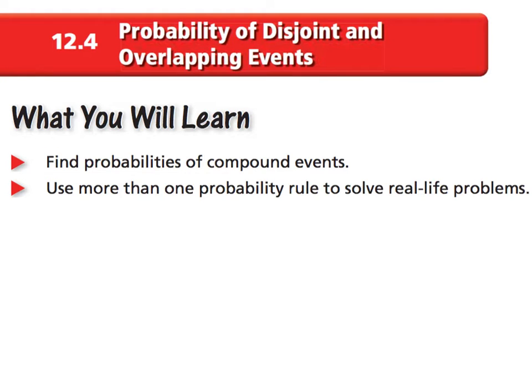So in section 12.4, we're talking about probability of disjoint and overlapping events. So what are you going to learn today? You're going to find the probabilities of compound events, and you're going to use more than one probability rule to solve real-life problems.